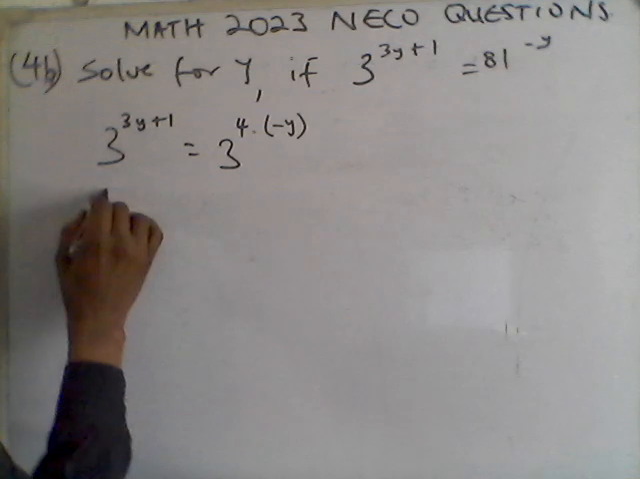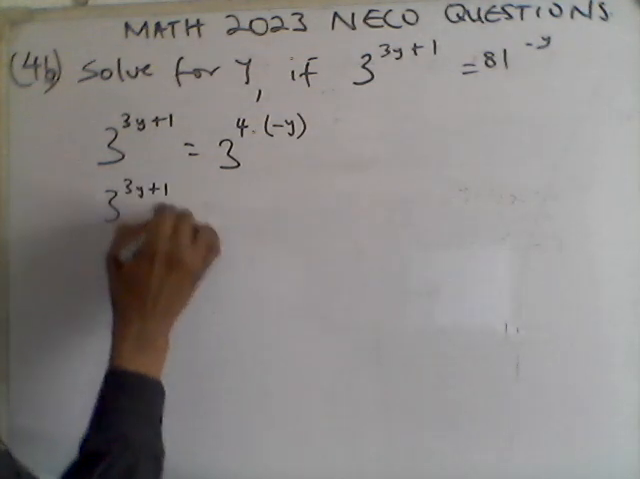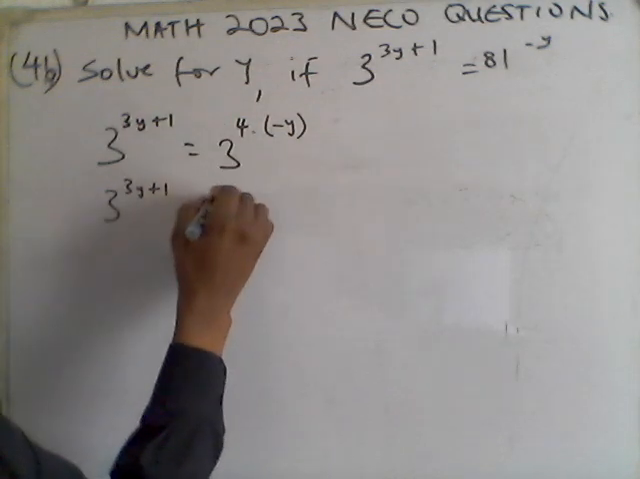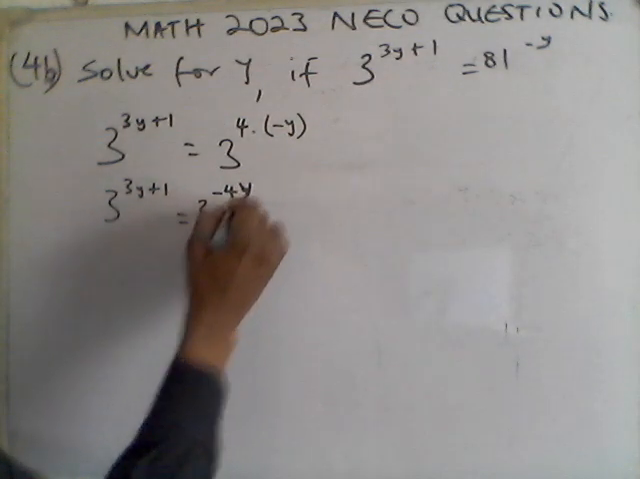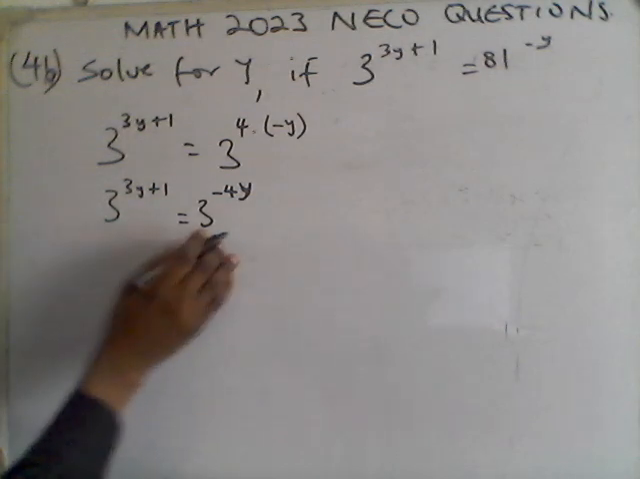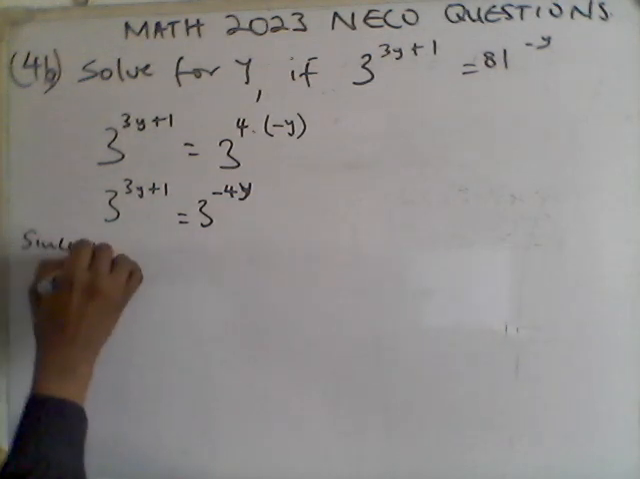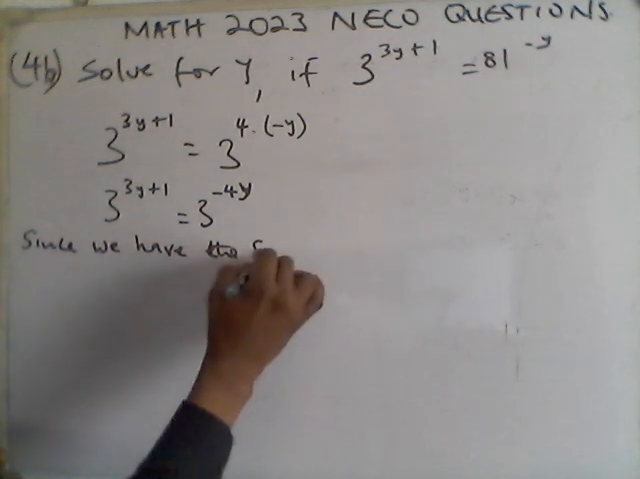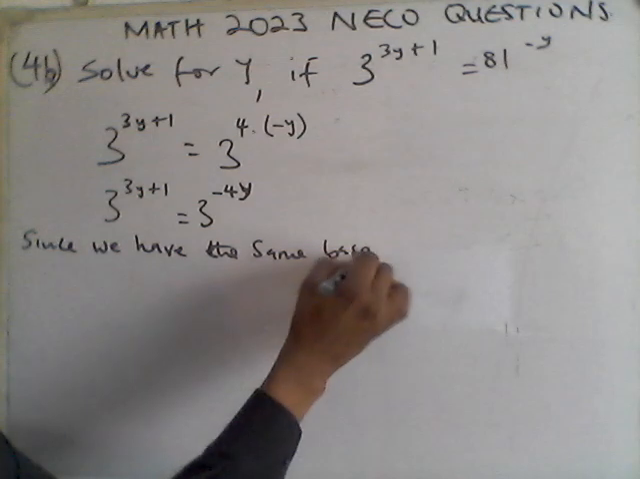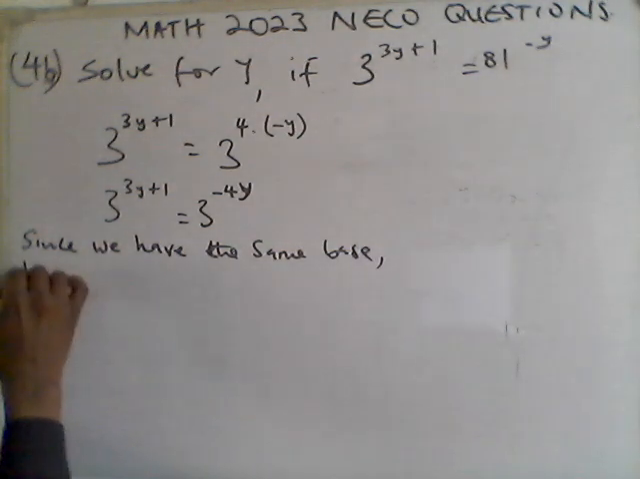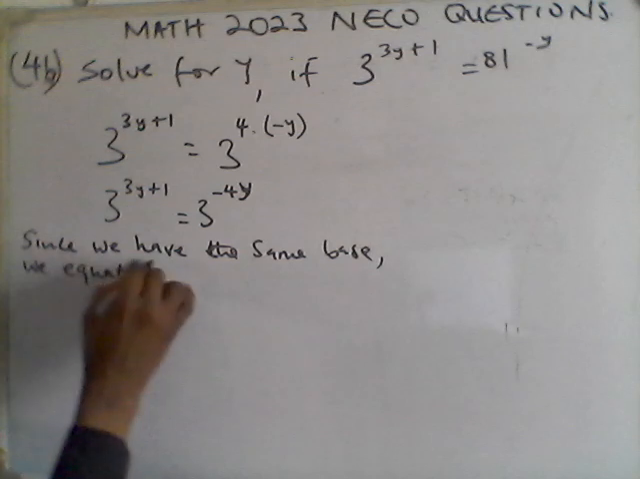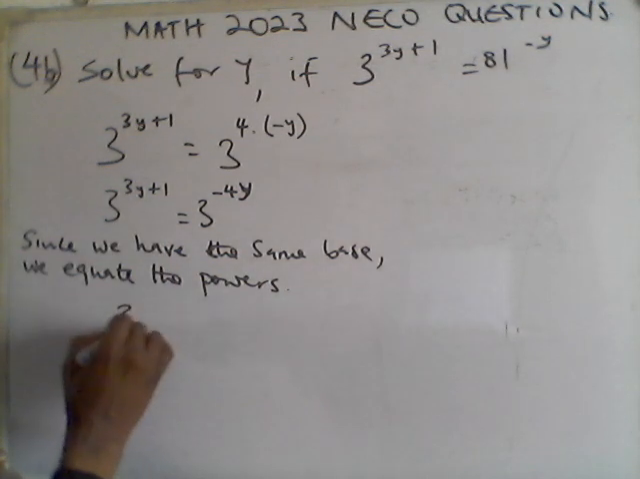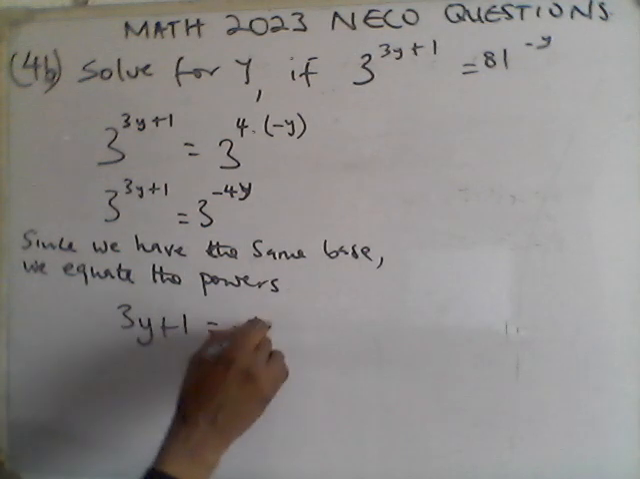Okay, so at this point I have 3 raised to the power 3y plus 1 is equal to 3 raised to the power, the minus comes to multiply the 4, so minus 4y. So at this point I have the same base. Since we have the same base, we equate the powers. What does that mean? So I have 3y plus 1 is equal to minus 4y.